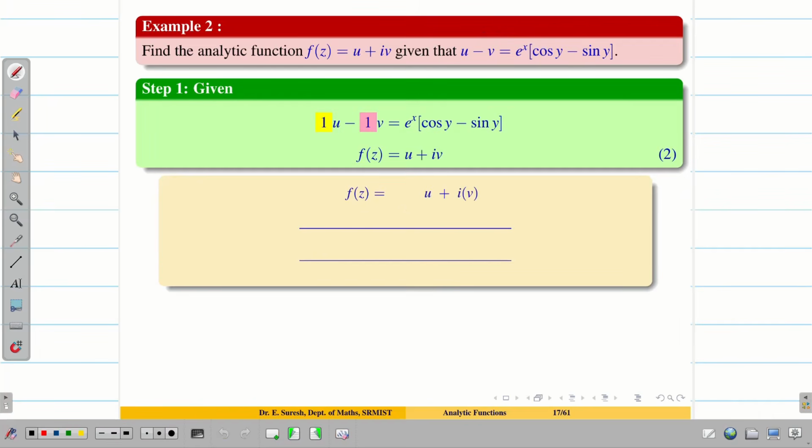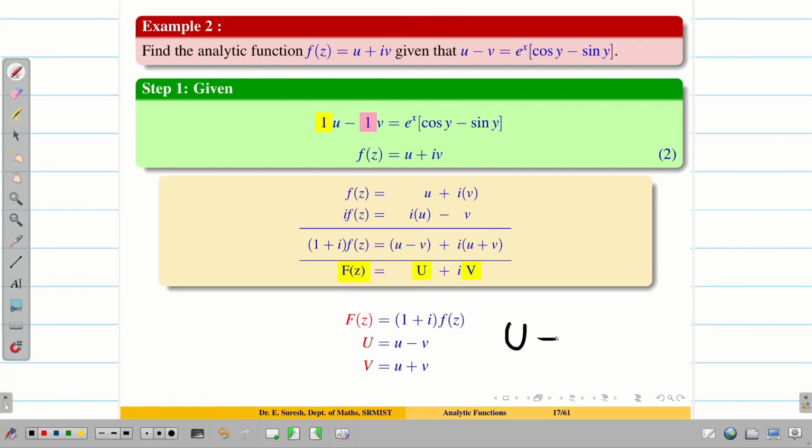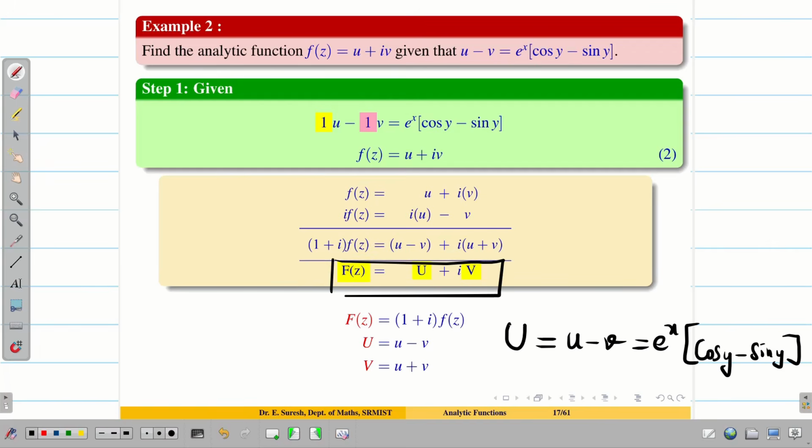Here we can see the detailed step how we get it. Therefore, I am going to assume this (1 plus i) into f of z as capital F of z. On the right hand side, small u minus v is capital U, small u plus v is capital V. Therefore, capital F of z is (1 plus i) into small f of z. Capital U is u minus v. Capital V is u plus v. So, my given question is capital U is equal to u minus v is equal to e power x (cos y minus sin y). So now we change the problem in terms of capital F of z. After this, we have to proceed as usual.